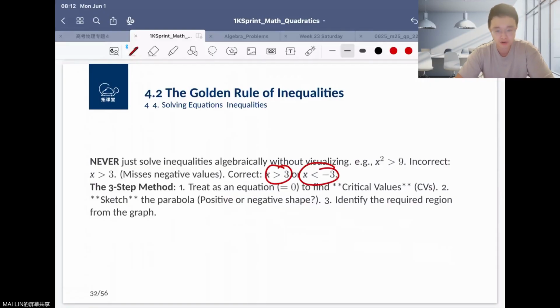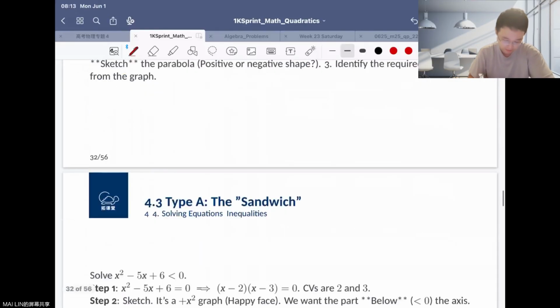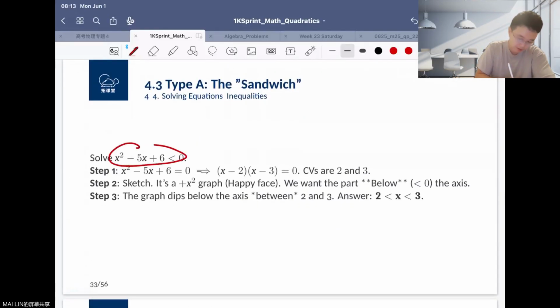So you can just consider that these problems just have to be factorized, and then we discuss whether it's bigger than 0 or smaller than another value, okay? So maybe here, let's try to solve these problems together.